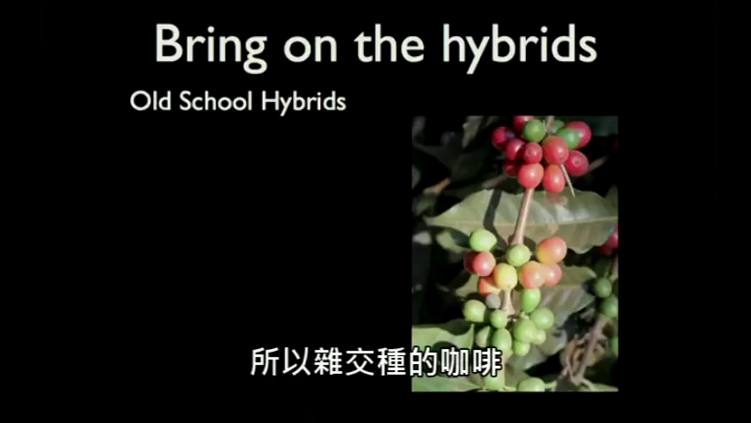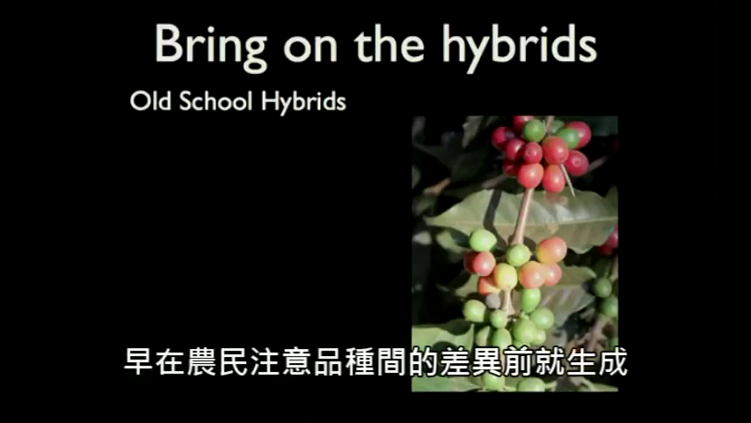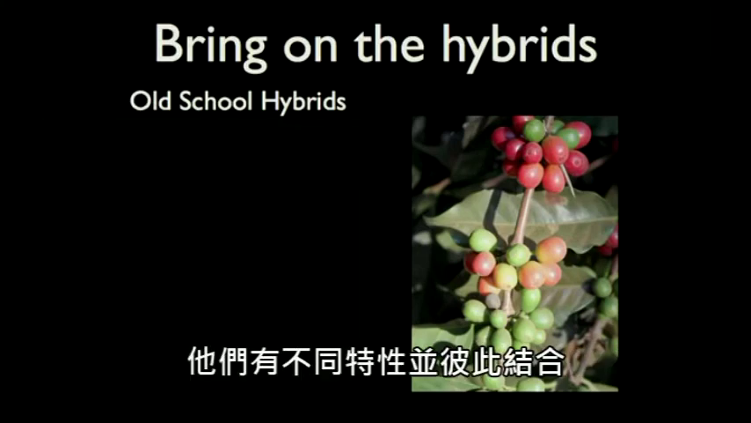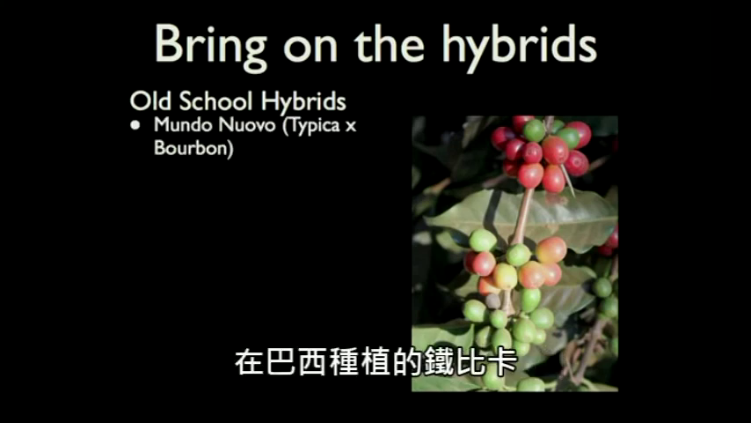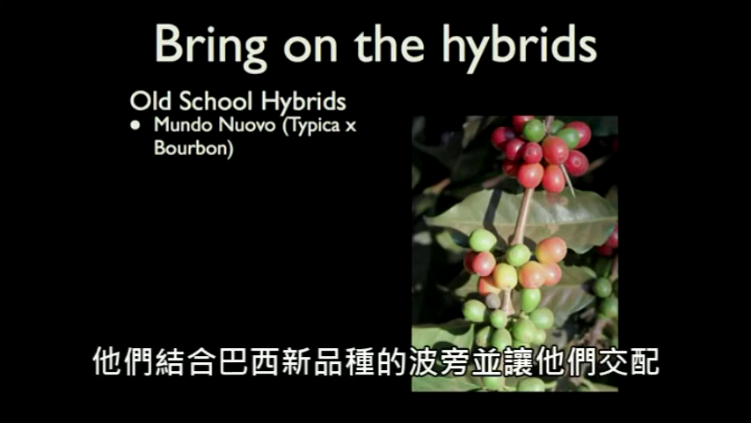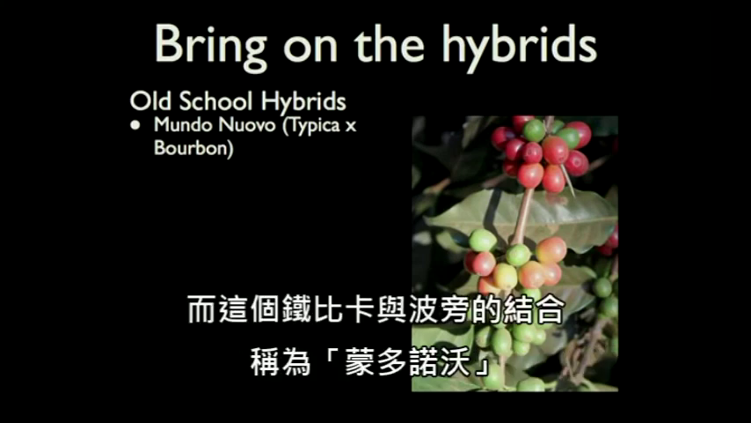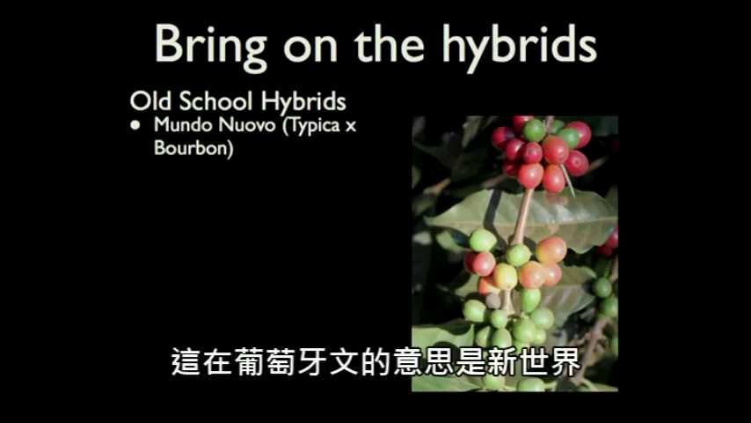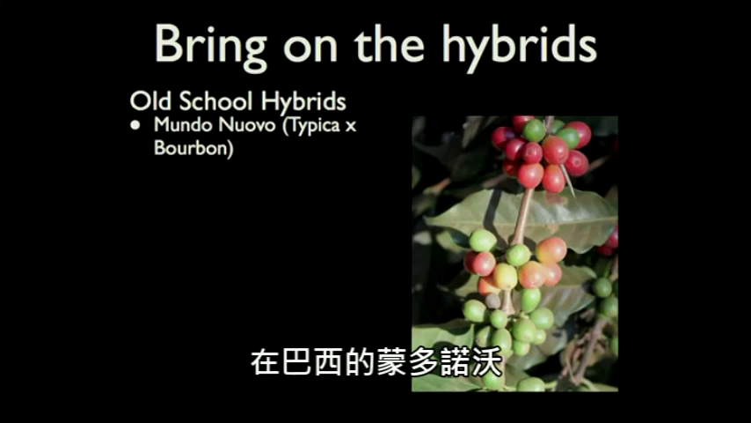So hybridizing coffee happened very early on. As soon as it became apparent to coffee farmers that there were different varieties and they had different characteristics, they started to mix them together. One place this happened was in Brazil, where they had typicas growing from the first original plantings in Latin America of coffee, and then the new varieties of Bourbon being planted in Brazil, and they decided to cross those. And the name that they gave to the cross of typica and Bourbon was Mundo Novo, after the Portuguese word meaning new world. So Mundo Novo existed in Brazil.